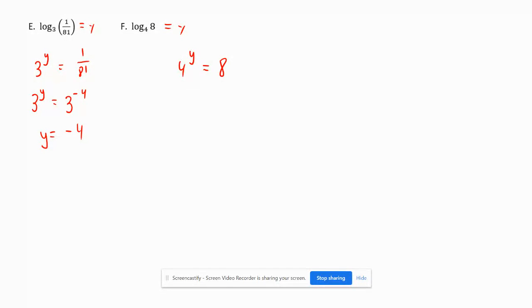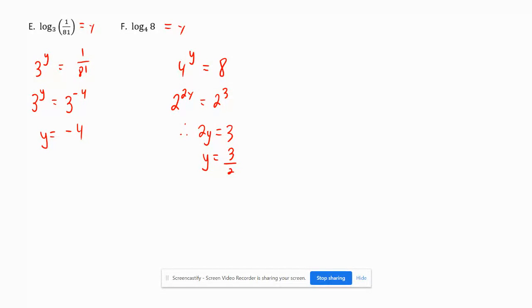So solving this exponential equation, okay, well, I can't make 8 a power of 4, but I can make 4 a power of 2, and 8 is a power of 2 as well. So this is the same thing as 2 to the 2y equals 2 cubed. So therefore, 2y equals 3, and y equals 3 over 2.